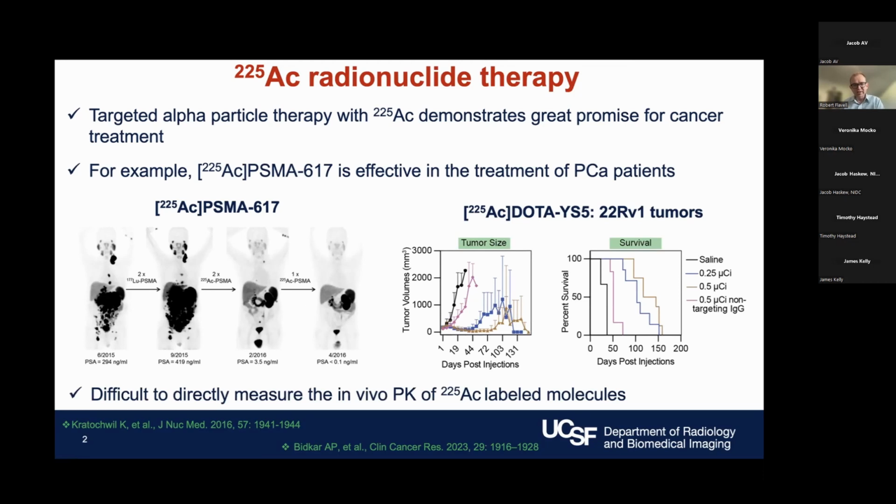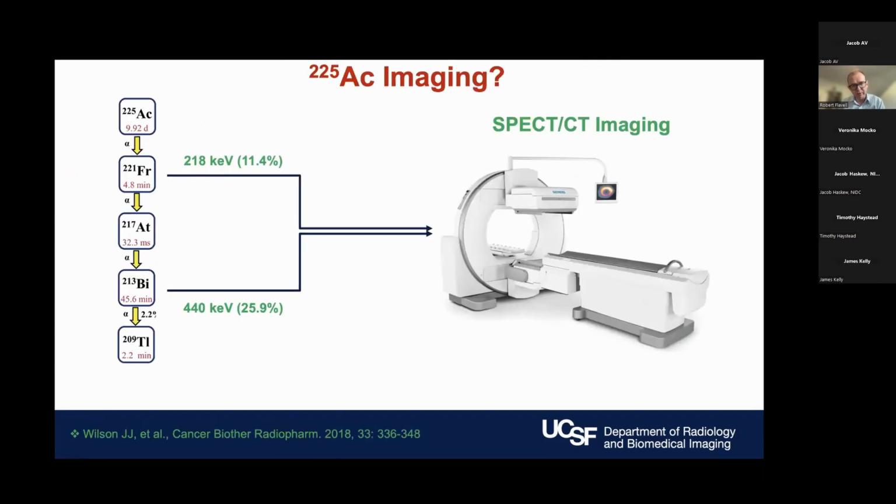Now, one challenge with actinium in particular is that it's difficult to directly measure the in vivo pharmacokinetics of Actinium-225 labeled molecules. Why is that? Well, there are two reasons. Firstly, the daughter isotopes that produce gammas are francium-221 and bismuth-213, and in fact, they produce a relatively low fraction of imageable photons, which could be picked up using SPECT imaging.